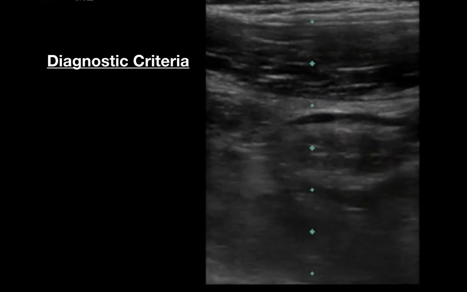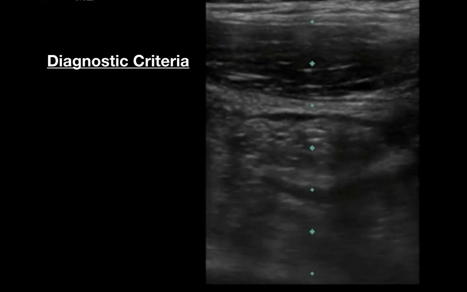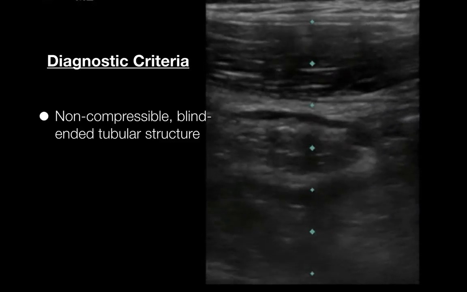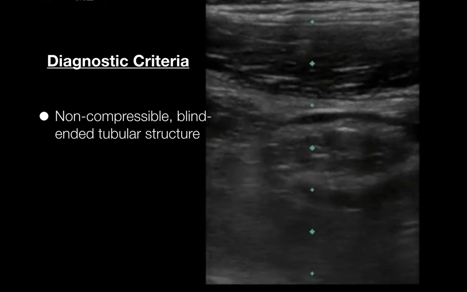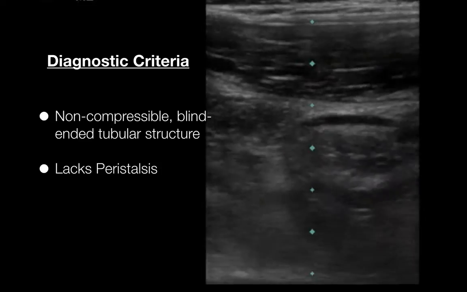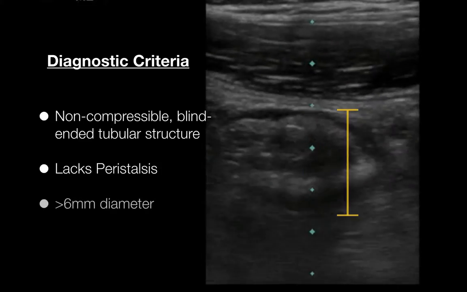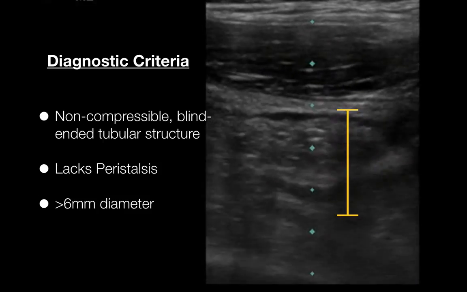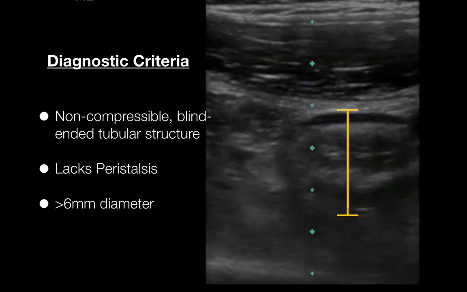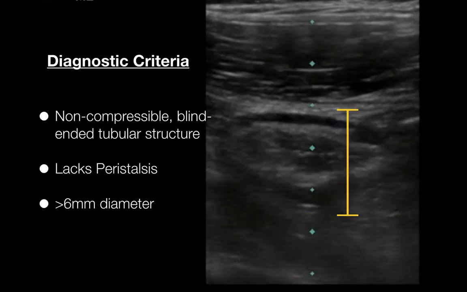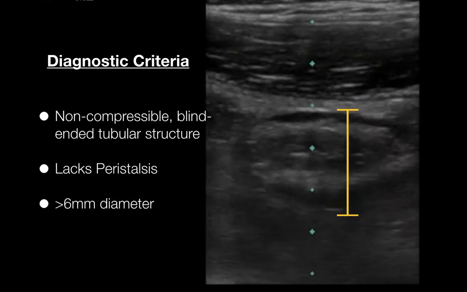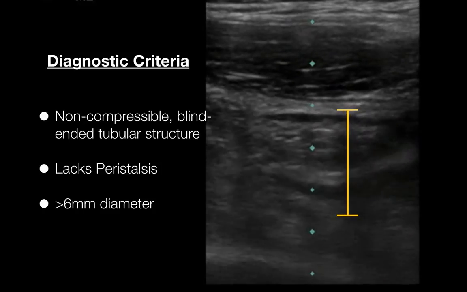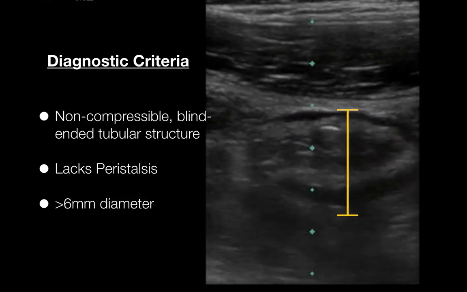Some of the diagnostic criteria you'll be looking for once you hone in on the area you want to focus on are, first, a non-compressible blind-ended tubular structure. It lacks peristalsis, and it's at least 6 millimeters in diameter. This image on the right is an example of acute appendicitis that meets all these criteria. But of note, the black outer wall is not actually fluid, it's part of the outer wall, so you want to make sure you include that in your 6 millimeter measurement.